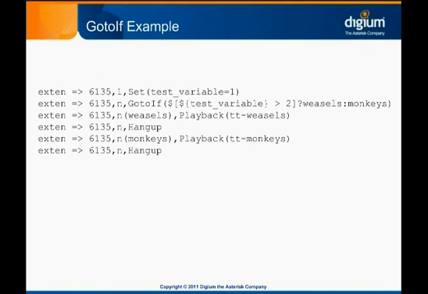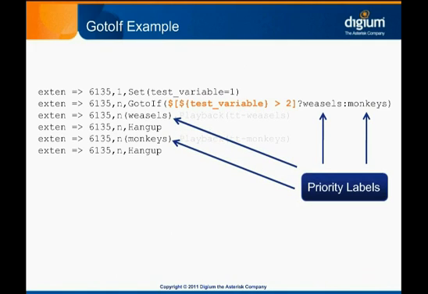A simple example using priority labels would look like this. The first priority in the extension sets the channel variable called TEST_VARIABLE to 1. The GotoIf application in the next priority contains an expression to evaluate and specifies the destination to route to based on whether the expression is true or false. We know that a single argument to a destination must be a priority in the current context and the current extension. We also know that because the priority is a string or a word instead of a number, it is a priority label. Remember that priority labels are arbitrary and we could name them almost anything we want.